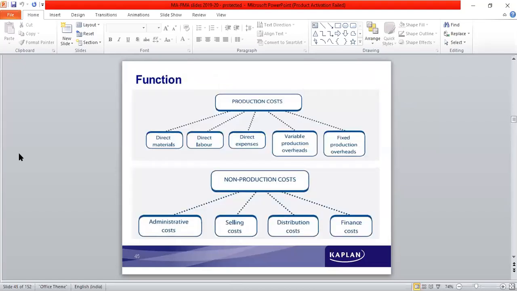Then based on functions, we see that functions are production, administration, selling, and distribution, and finance function. The finance function is not part of accounting in cost cards. We do not account financing function in cost card, but that's also a function of business. So here in this case, we first account for all production costs, then administration cost, then selling and distribution cost in cost card.